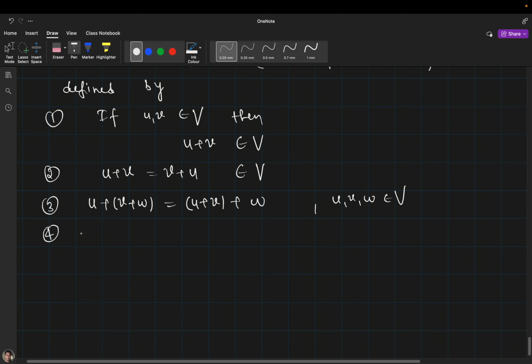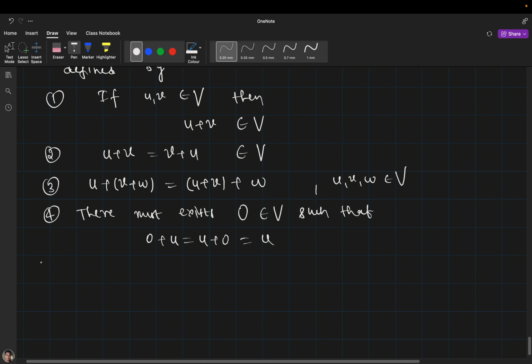And now the fourth situation is, there must exist a zero element in V such that 0 plus u must also be equal to u plus 0 equal to u. This is the fourth axiom.